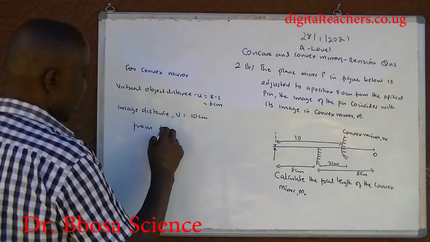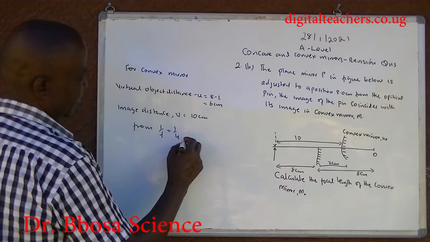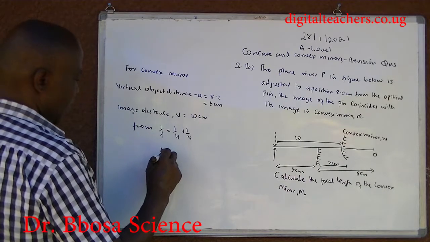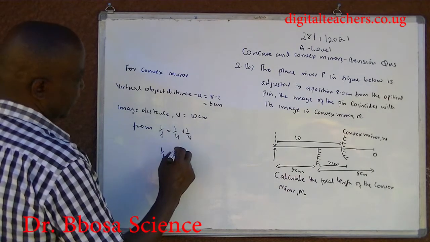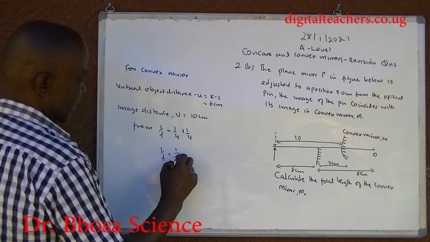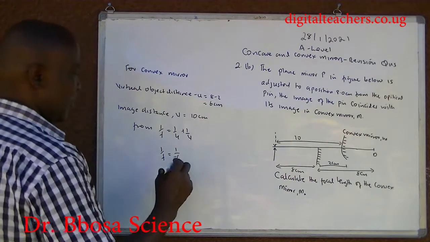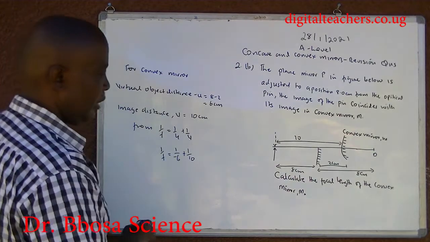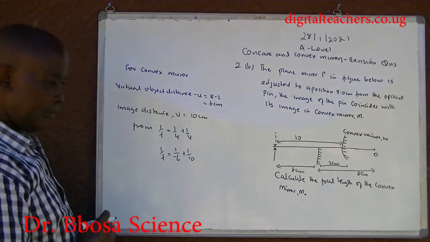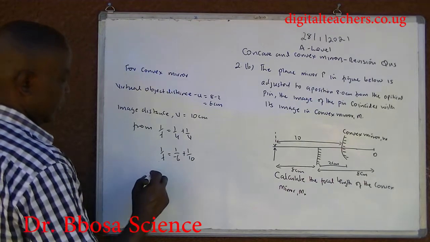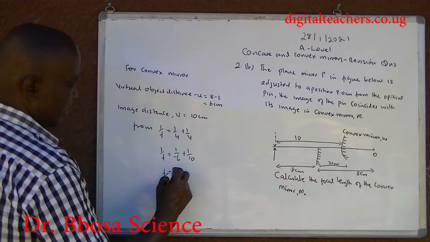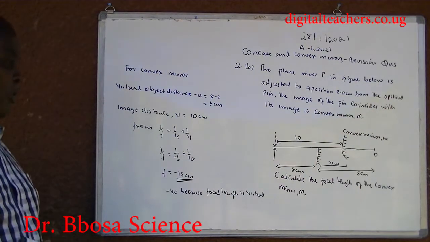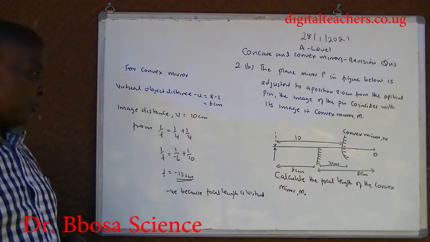From 1 over F is equal to 1 over U plus 1 over V, 1 over F is equal to negative 1 over 6, because the object is virtual, plus 1 over 10. F is equal to negative 15. Negative because focal length is virtual.